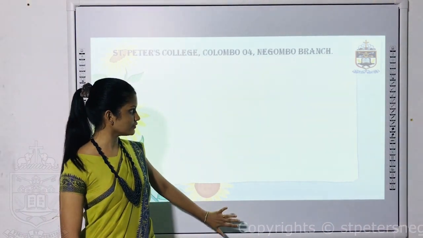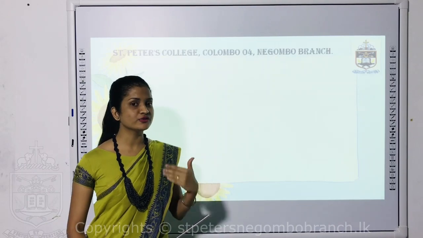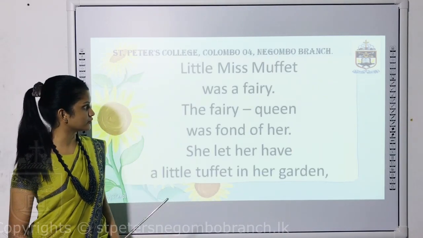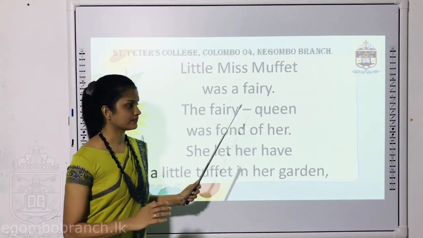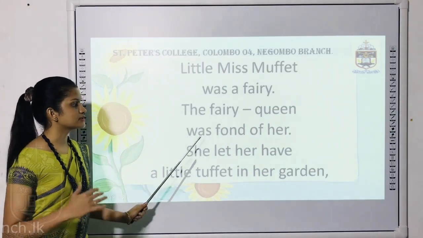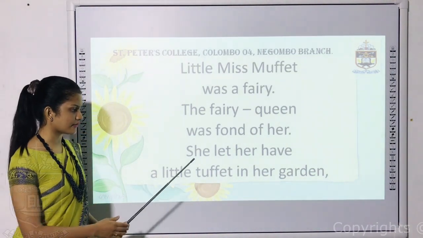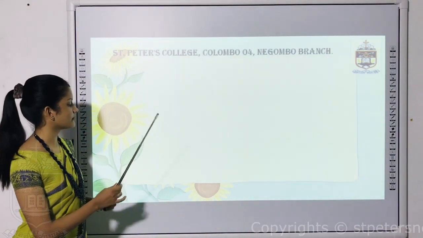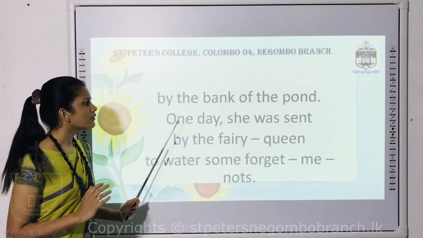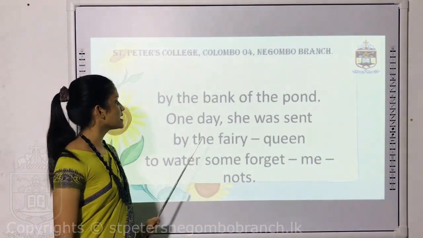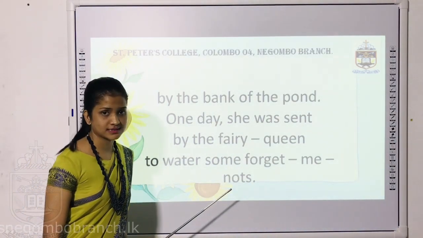Okay, we'll go to the story now. I have given here only the first part of the story. I will give you the next part next week. Okay, we'll go through the words. Little Miss Muffet was a fairy. The fairy queen was fond of her. She let her have a little tuffet in her garden by the bank of the pond. One day, she was sent by the fairy queen to water some forget-me-nots.